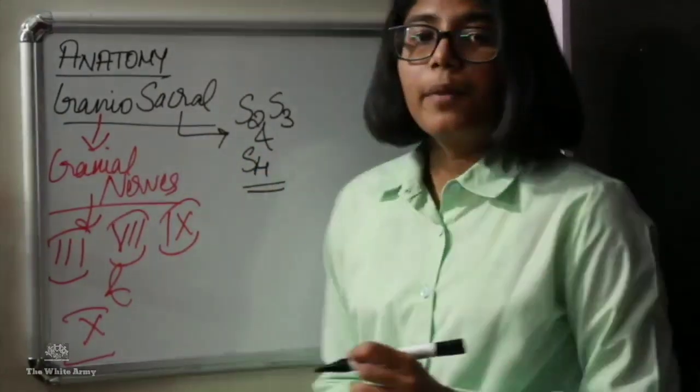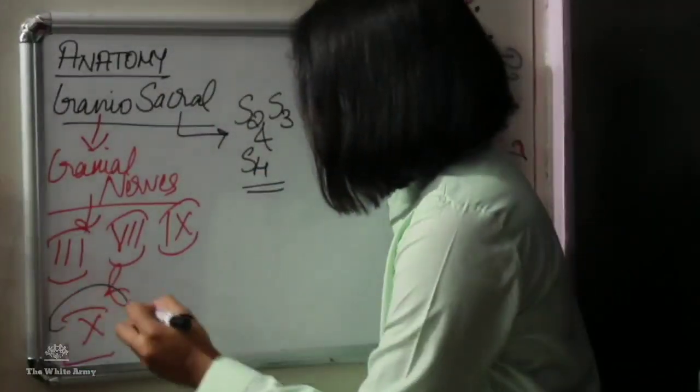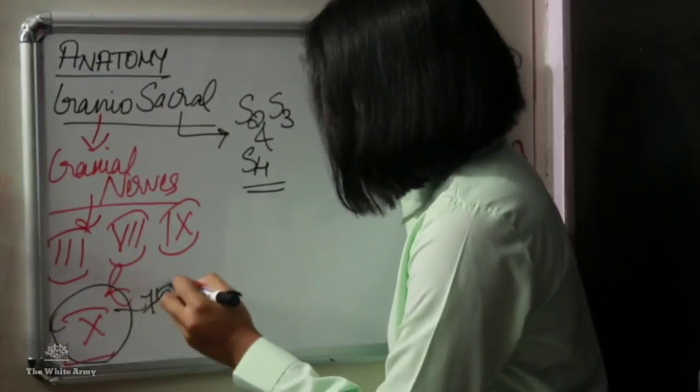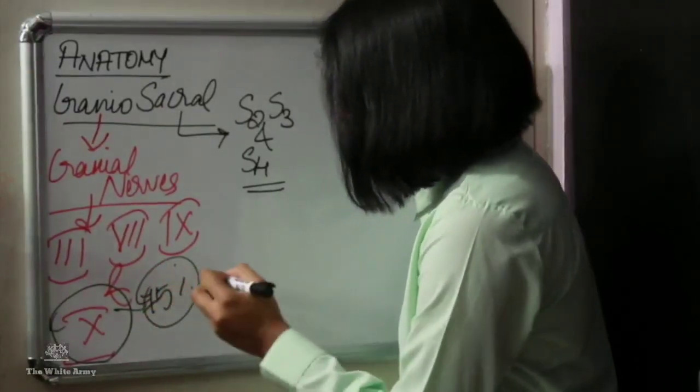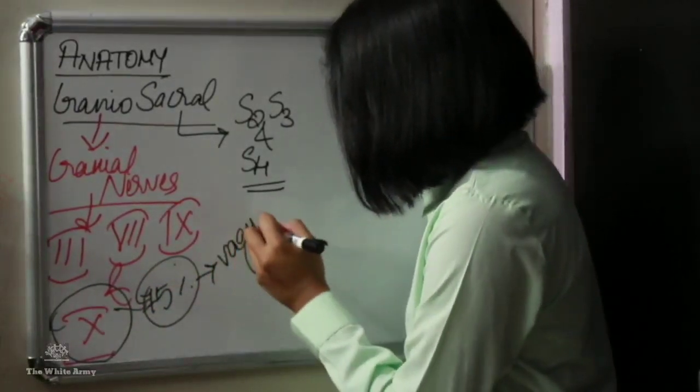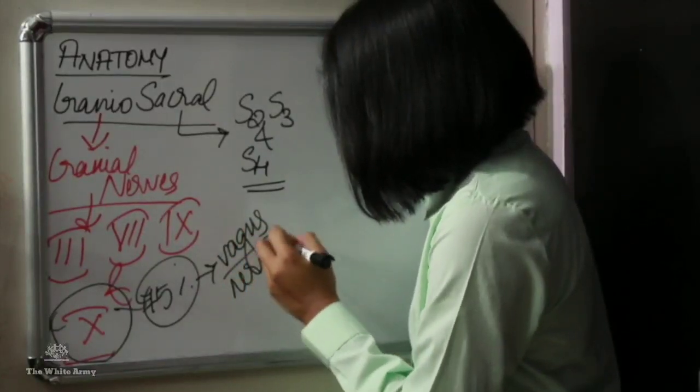So what we need to remember over here is that 75% of the parasympathetic nervous system is a contribution of the vagus nerve. Before discussing the parasympathetic nervous system, its anatomy in detail, it is important to know about the neurotransmitters as well as the preganglionic neurons and the postganglionic neurons.